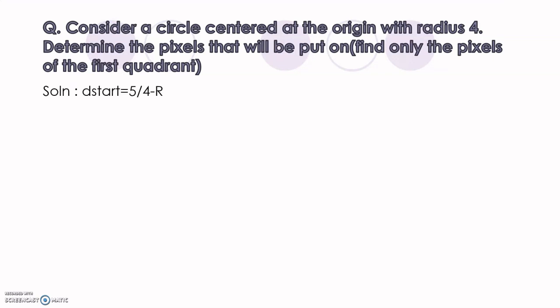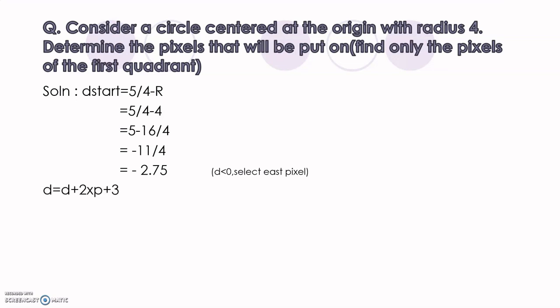Let's see. Here I have the d start as 5 by 4 minus r. R is 4. Radius is 4, right? So 5 by 4 minus 4, which is 5 minus 16 divided by 4. I get minus 11 by 4, which is minus 2.75. So minus 2.75 is less than 0. So I have to select the east pixel.